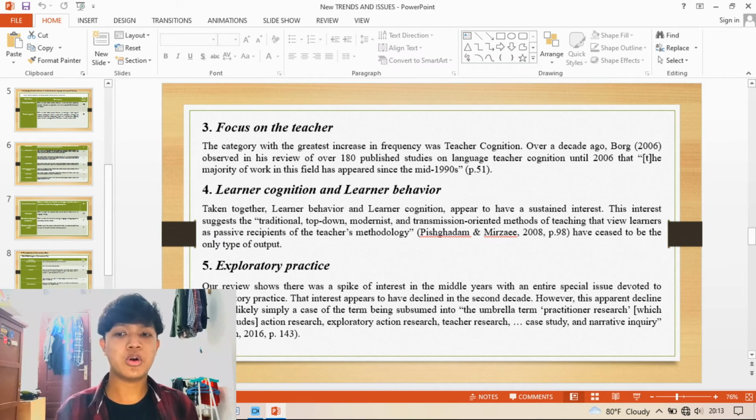Number 5, exploratory practice. Our review shows there was a spike of interest in the middle years with an entire special issue devoted to exploratory practice. That interest appears to have declined in the second decade. However, this apparent decline is most likely simply a case of the term being subsumed into the umbrella term practitioner research, action research, exploratory action research, teacher research, case study, and narrative inquiry.